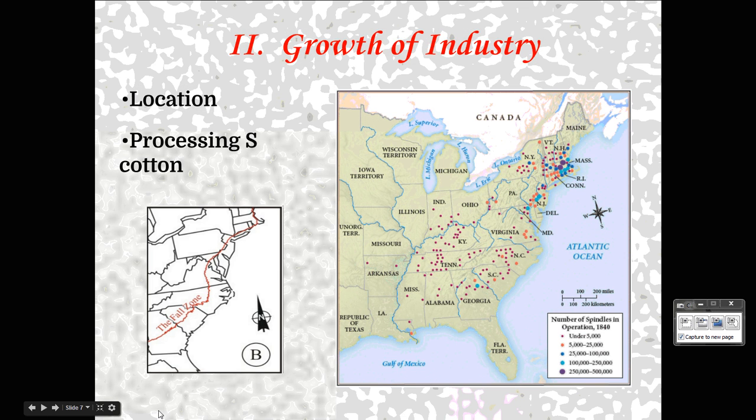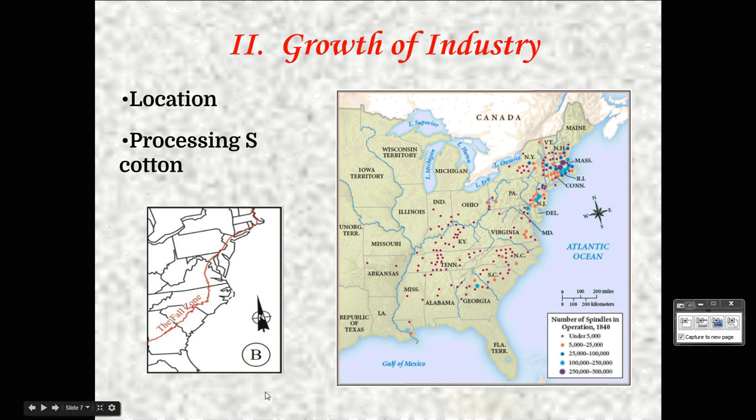The location of industry, as you can see with the map on the right, is going to be heavily concentrated in the New England region and a little bit less so in the Middle Atlantic region. This map just shows the location of the textile industries, but this map would really be similar for a lot of other industries. Most industry in the US is going to be centered in the New England region.